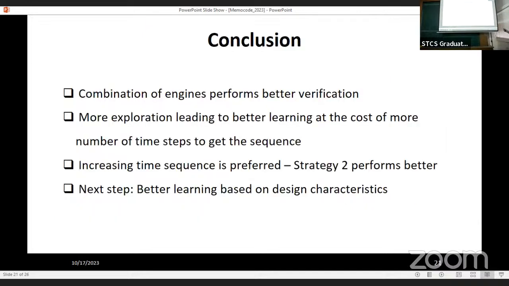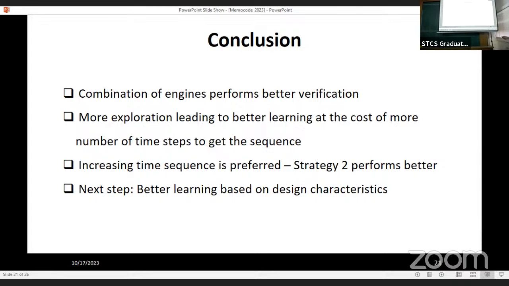To conclude, I'm sorry, I took a little more time than I expected. What we observed is that a combination of engines performs better verification. More exploration leads to better learning, at the cost of more time steps to get this sequence. Increasing time sequence is preferred. You cannot explore 60 seconds here and 60 seconds at a big depth of the design. If you want to explore really well which engine is working with the clauses well at that depth, you actually have to give more time as you go deeper versus shallower time as you are towards the initial state.